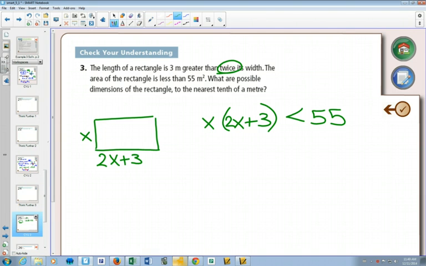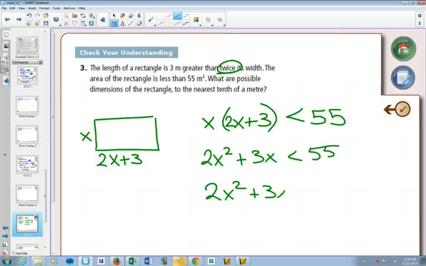But that doesn't necessarily mean that 4 is the biggest number. Maybe 4.1 works. Maybe 4.17 works. So we've got to figure out into the decimals what will work out the best. So here we go. We're going to multiply this out. That gives us 2x squared plus 3x less than 55. Step 1 was to solve this like a quadratic equation. So you make one side equal to 0. And then go to solve.